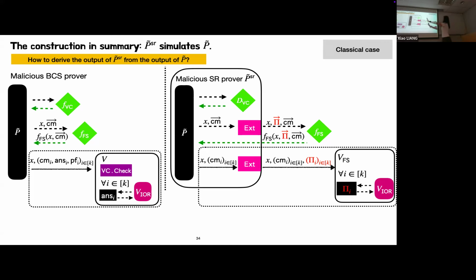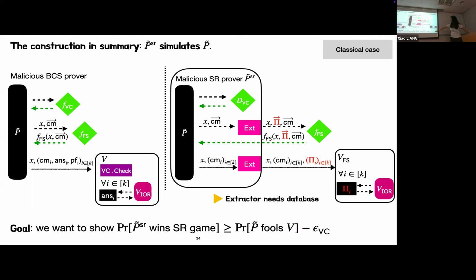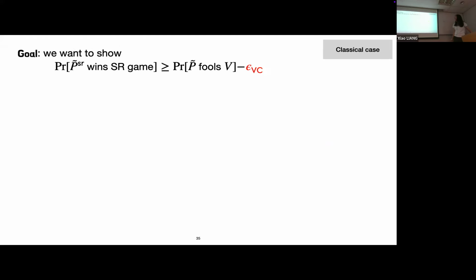The idea is that there are some differences, and the differences are exactly the vector commitment error we will define now. So the differences between these two pictures is the difference in the BCS soundness and state restoration soundness. And we want to define some vector commitment error that captures the gap between these two. So yeah, reminder that this is the goal. And so we want to capture the difference with the VC error.